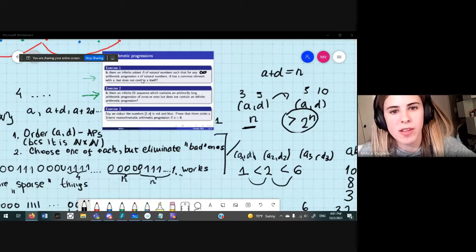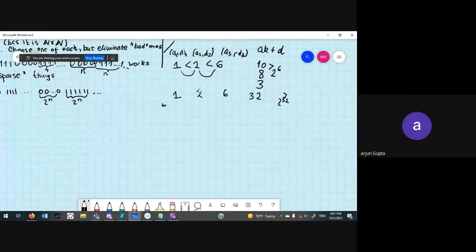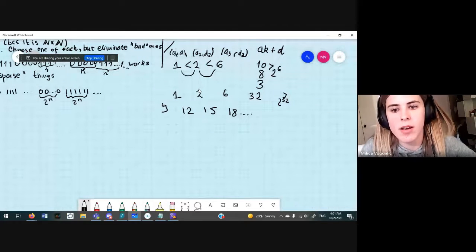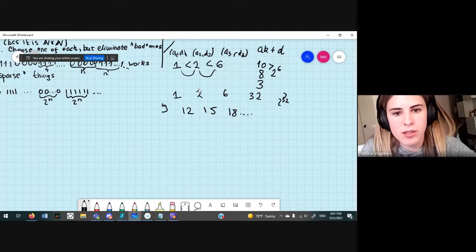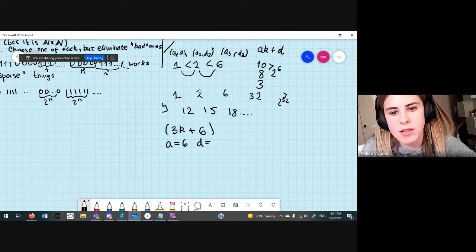We're talking about infinite arithmetic progressions. So the question is about 9, 12, 15, 18, and so on. The difference is 3, so this is 3k plus 6. That's the AD. So A is 6, D is 3.